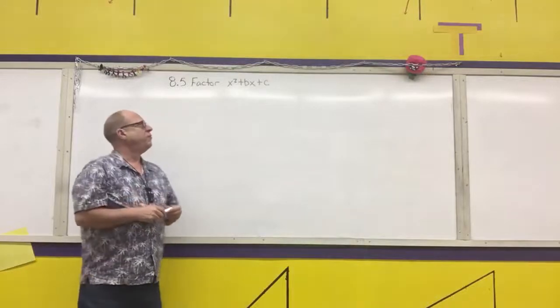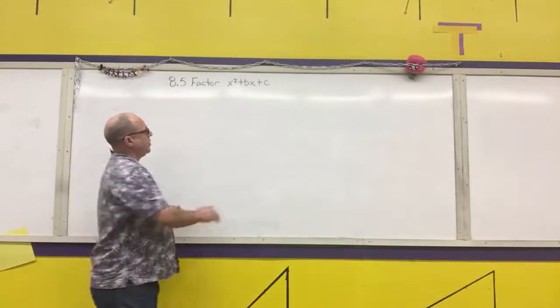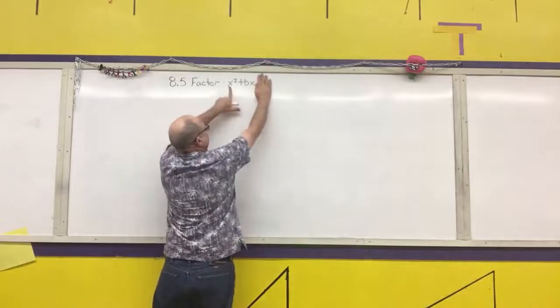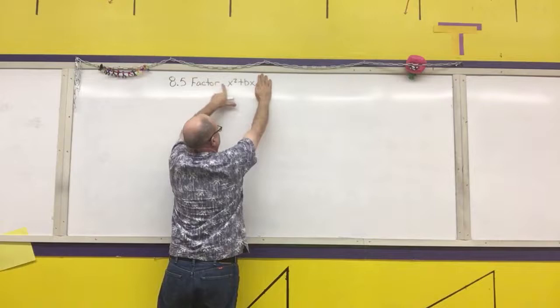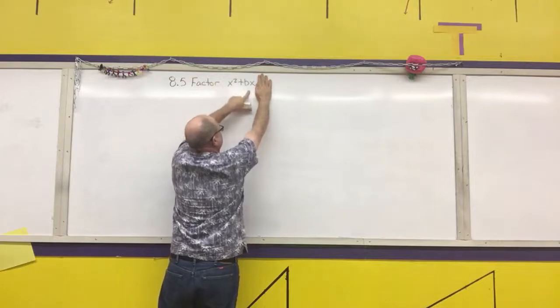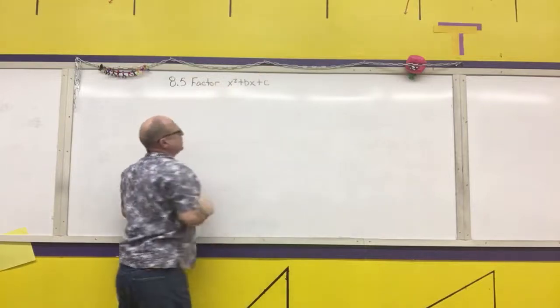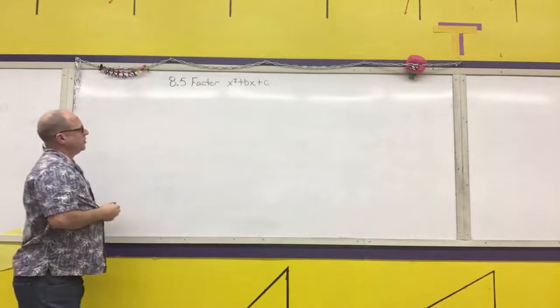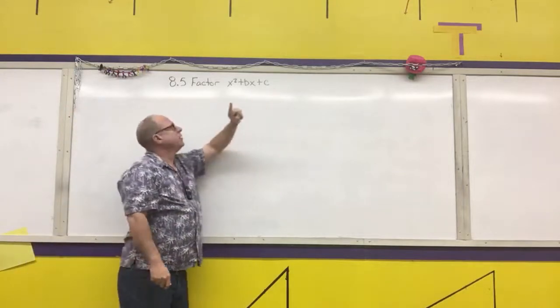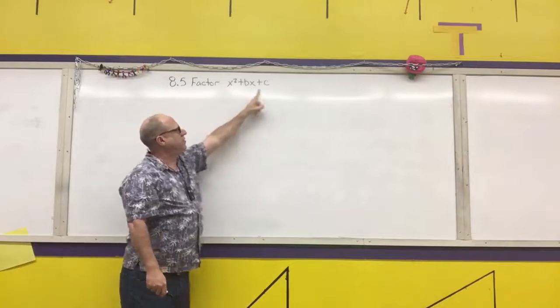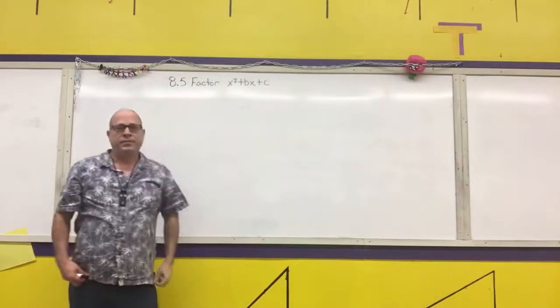In section 8.4, we learned how to factor polynomials that were in the form of x squared plus bx, where we factored out an x and whatever number, the greatest common factor of the numbers in front of the x. So this week we're going to start factoring polynomials that have a constant term. So we can't just pull out an x because there's no x in the constant term.